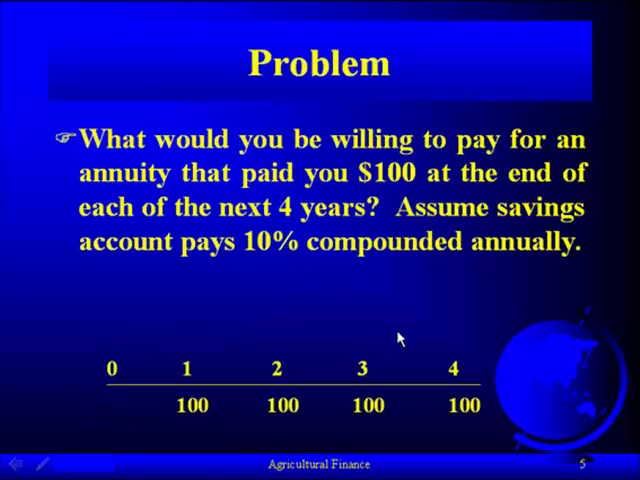Okay, this is a problem that's very similar to what we just covered. We're turning it around a little bit, and we're asking you, given a little bit of an investment flavor, how much would you be willing to pay for an annuity that paid you $100 at the end of each of the next 4 years, assuming that you can earn 10% on money in your savings account?